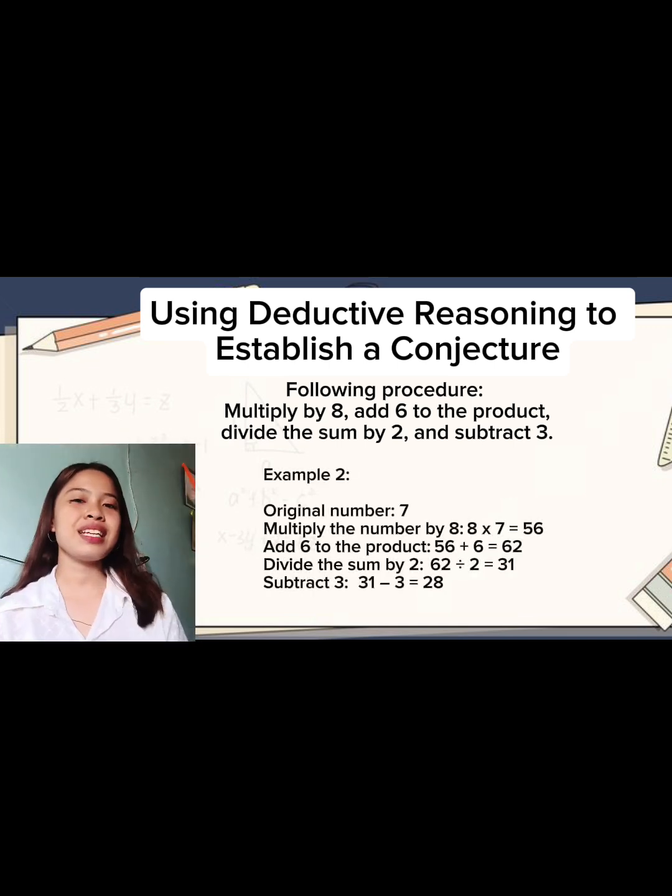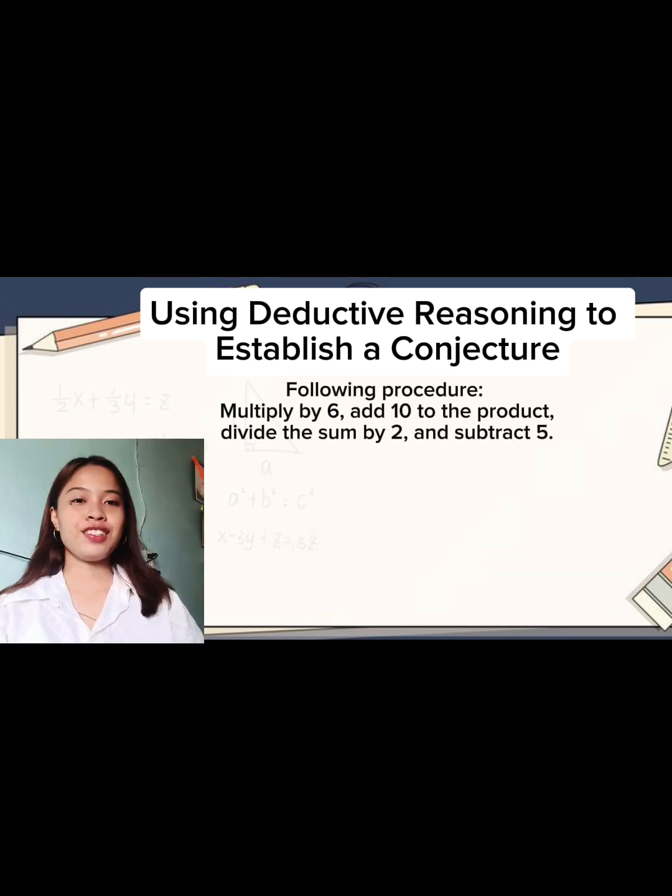Here is another example to help you understand deductive reasoning. Use deductive reasoning to show that the following procedure produces a number that is 3 times the original number. The procedure is: multiply it by 6, add 10 to the product, divide the sum by 2, and subtract 5.